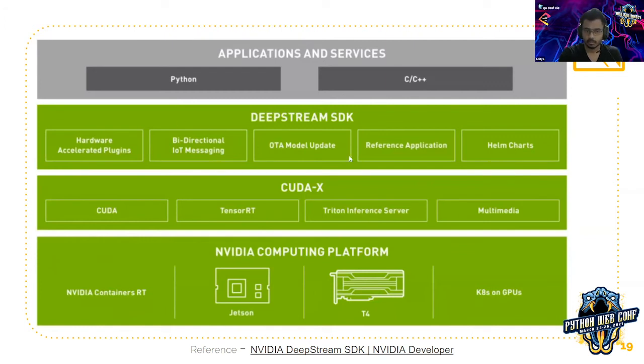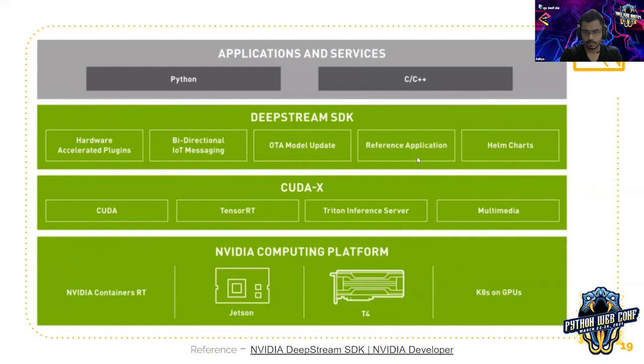And then you have the DeepStream SDK, which has several features in it. It has hardware accelerated plugins that use GStreamer. They have converted and shifted the entire thing to GPU. You have bidirectional IoT messaging, so you can pass messages from one pipeline to another, and you can update the models without stopping the pipeline. So even if a pipeline is running, you can provide it OTA based updates like you often get on your phone.